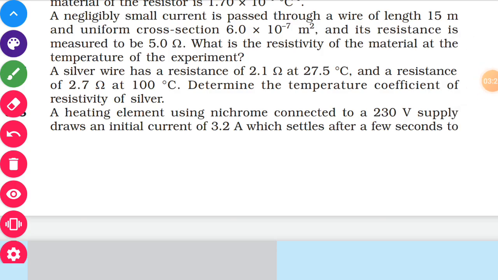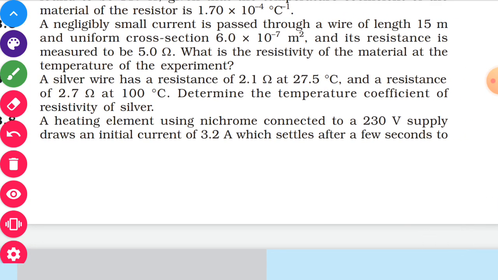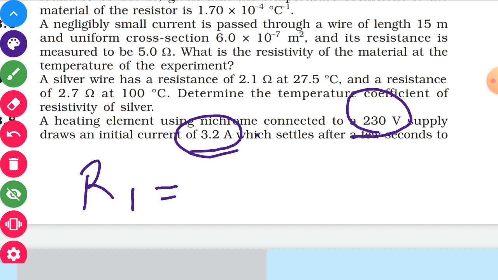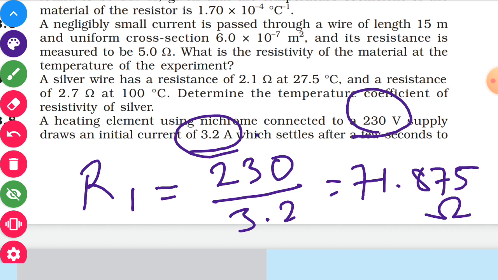Now we talk about the next numerical 3.8. A heating element using nichrome connected to 230 volt supply draws an initial current of 3.2 ampere. So try to understand. Initially the current is 3.2 ampere and the voltage is 230. So initially the resistance of that nichrome wire will be 230 divided by 3.2, and that value of resistance will be roundabout 71.875 ohm.